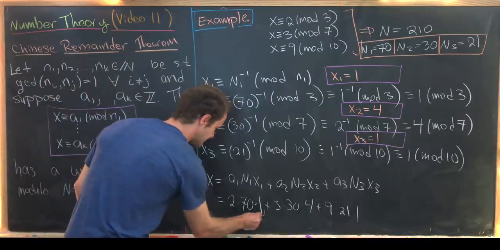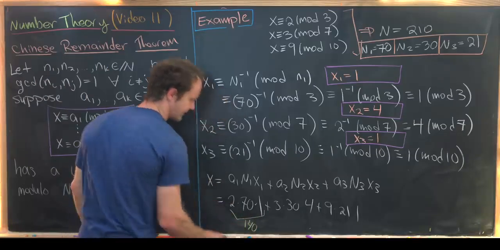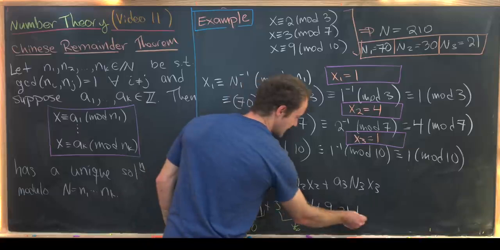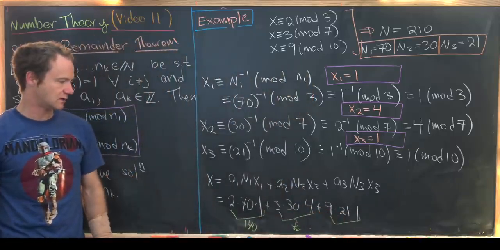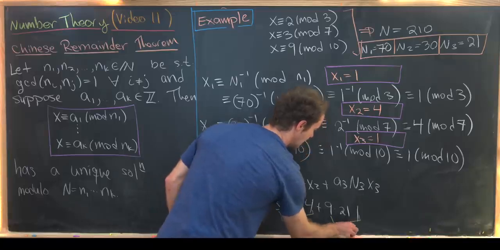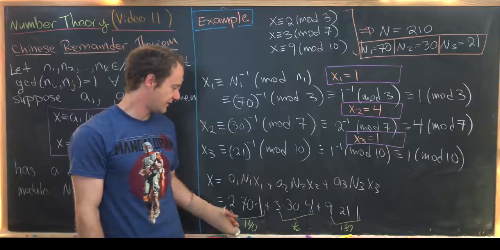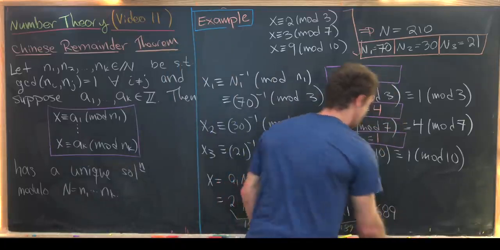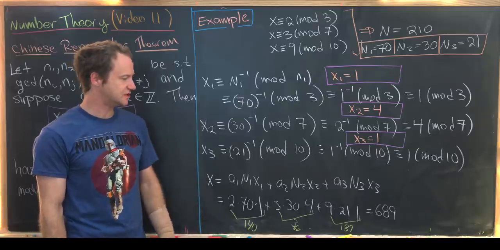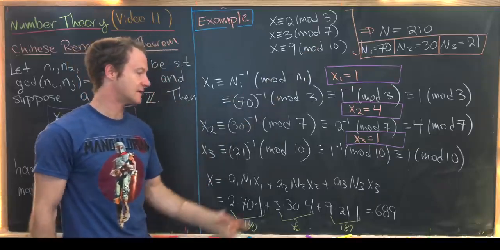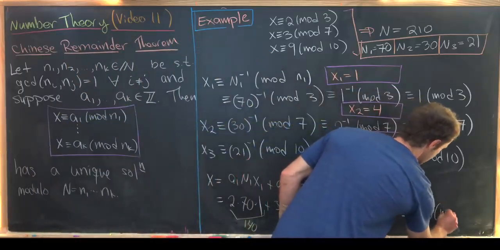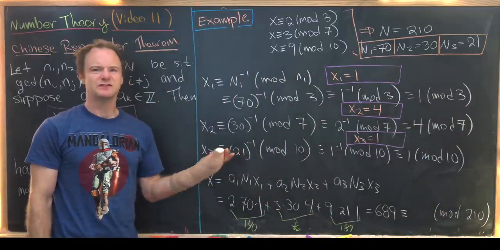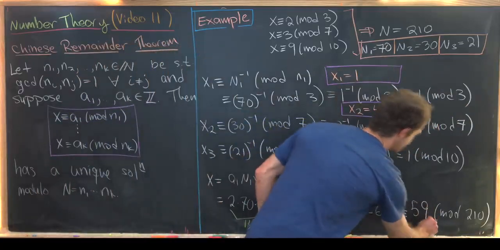Okay, so now let's start adding all those together. So 2 times 70 is obviously 140. 3 times 30 is 90, times 4 is 360, and then 9 times 21 is 189. Now let's add all those up. 140 plus 360 is going to be 500 plus 189. That's going to give us 689. But we know our solution is unique mod capital N, which is 210. So that means we need to reduce this modulo 210. And that'll be kind of our nicest answer. So we can do that just with some fairly simple arithmetic, and we'll get the number 59.